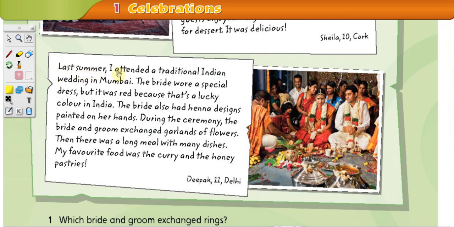Last summer, I attended a traditional Indian wedding in Mumbai. The bride wore a special dress, but it was red because that's a lucky color in India. The bride also had henna designs painted on her hands. During the ceremony, the bride and the groom exchanged garlands of flowers. Then there was a long meal with many dishes. My favorite food was the curry and the honey pastries. This is Dibak. He's 11 years old from Delhi.